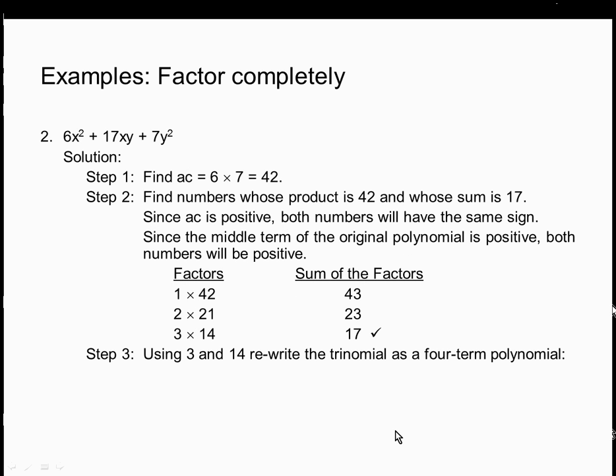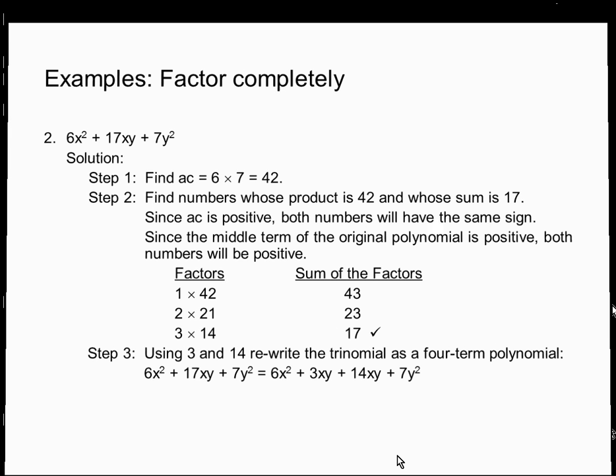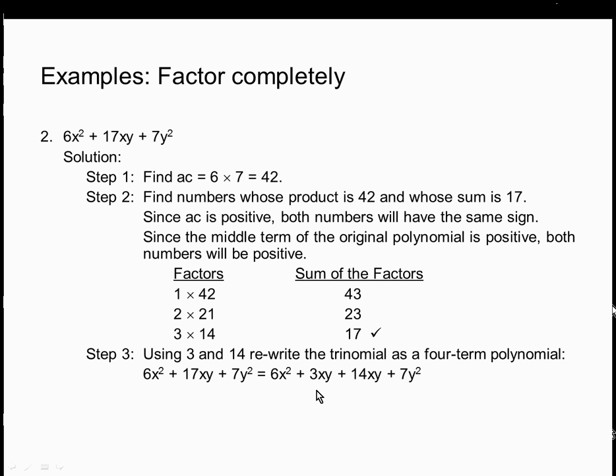So step 3, use 3 and 14 to rewrite the trinomial as a 4-term polynomial. Remember, a 4-term polynomial is actually called a quadrinomial. So 6x squared plus 3xy plus 14xy plus 7y squared. I've split the middle term. Again, notice these two add up to be the 17. Okay, I'm now getting ready to factor by grouping.